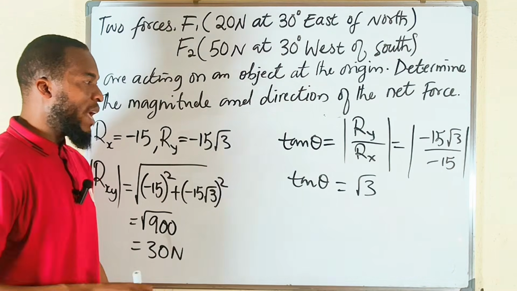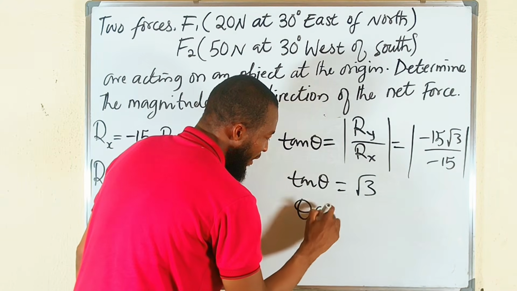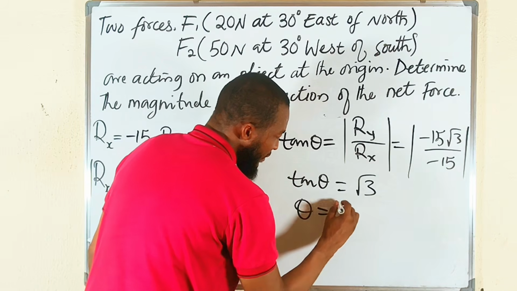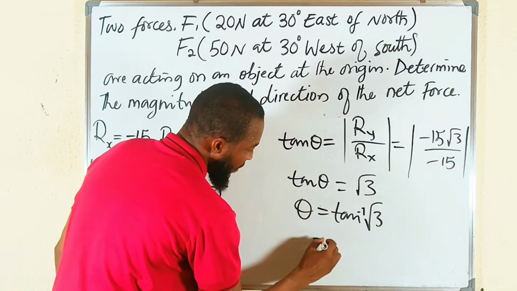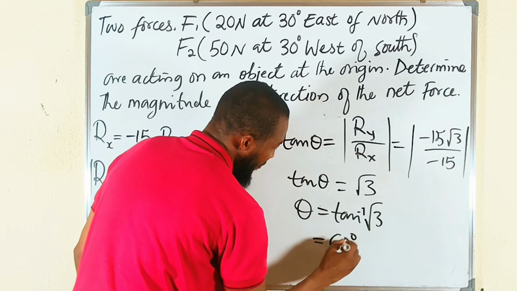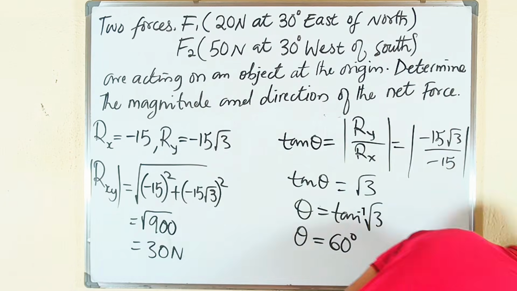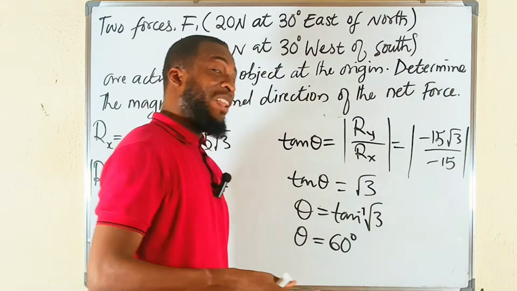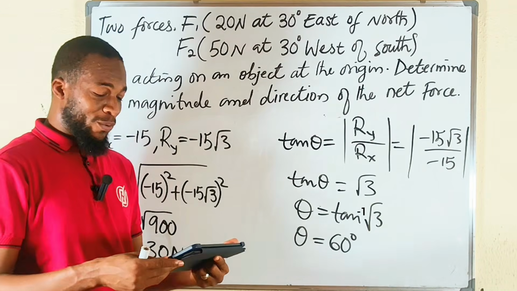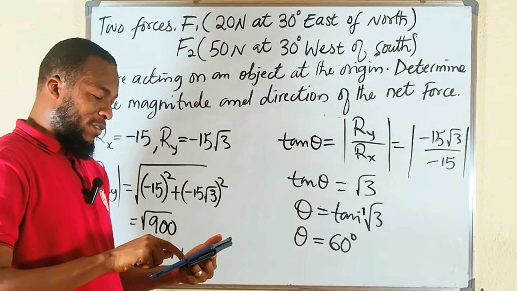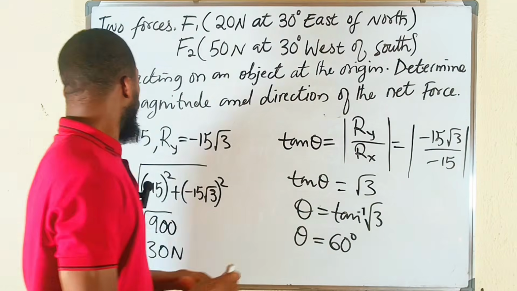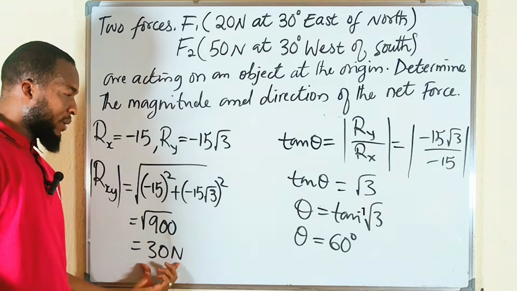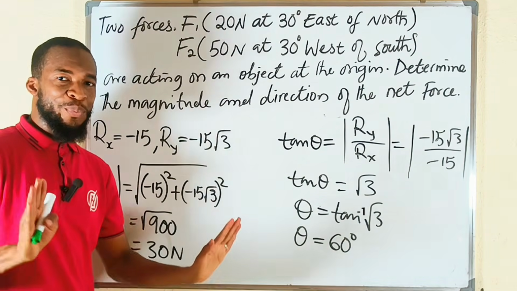So what will be the angle? The angle will be tan inverse of root 3, which is 60 degrees, if I'm not mistaken. Please let me confirm that. You know, all these spatial angles, there are a lot of things in our brain, so yeah, this is correct, 60 degrees. So the magnitude, the direction, we are done.